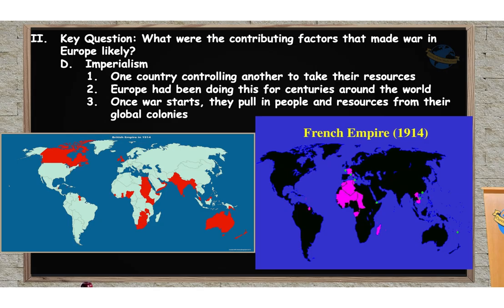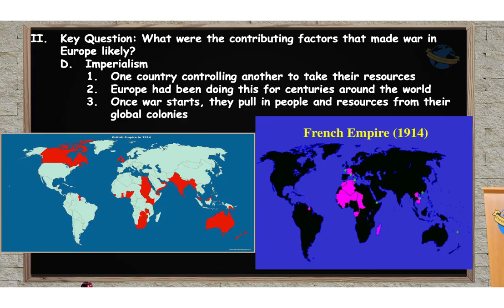All right, let's get to the I in MANIA: imperialism. Imperialism is when one country is trying to control other countries to take their resources away from them in order to enrich themselves, right? Europe has been doing this for centuries at this point. And because of this, Europe has expanded its control to a lot of different places all over the globe, making this a global war. And once war breaks out in Europe, they're going to pull in people and resources from all over the globe.